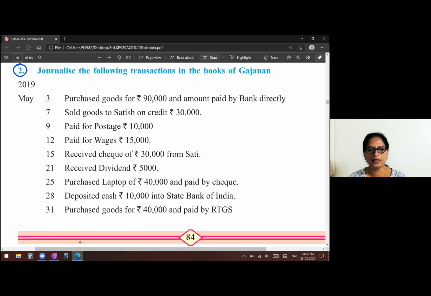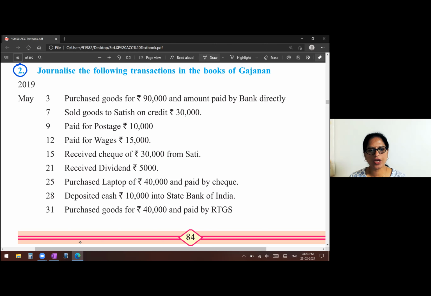Again, 2019, these transactions are for the month of May. First transaction is on 3rd. Purchase goods for rupees 90,000 and amount paid by bank directly. Okay, so purchase transaction. 7th, sold goods to Satish on credit rupees 30,000. We have done this now. 9th, paid for postage rupees 10,000. 12th, paid for wages rupees 15,000.